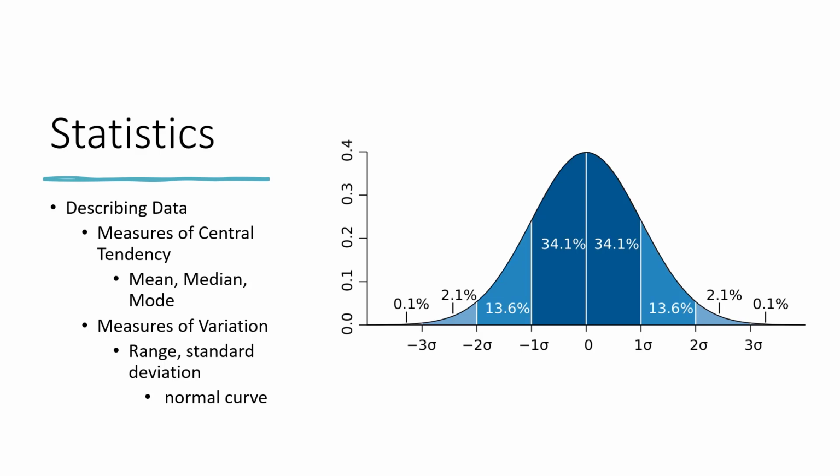So this normal curve also helps us to understand standard deviations. As you can see on the graph, the x-axis shows numbers -3 through 3. With normal data, we would expect that 13.6% of our data would fall within one standard deviation of the mean, so that dark blue part.